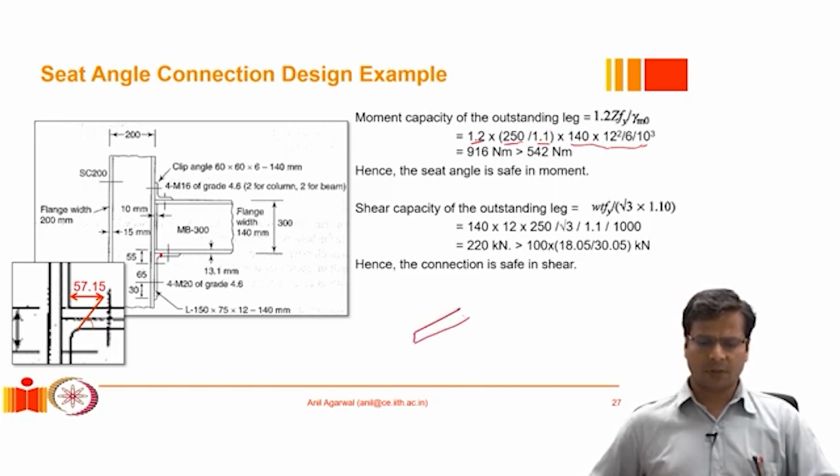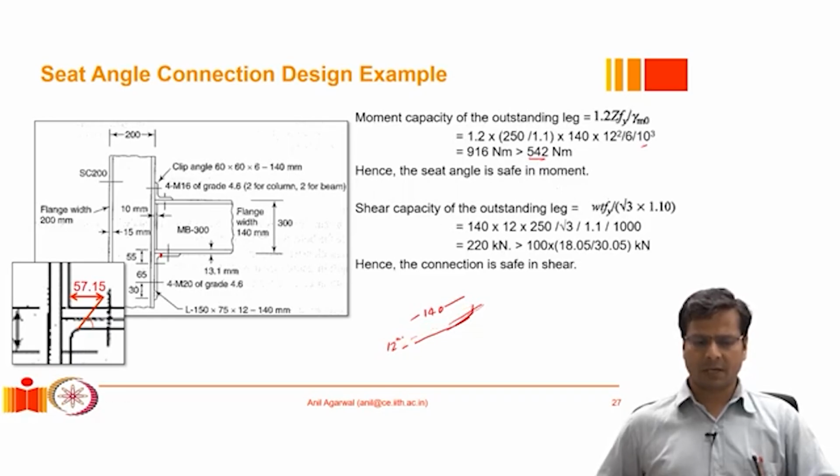The Z value has been calculated for this cross section. That is the Z value for this angle. So the leg of this angle, the width of this thing is 140 millimeters, and the depth is 12 millimeters. So based on that, the Z of this angle about the neutral axis, which is at the mid height, can be calculated, which is calculated here, and then the moment capacity is calculated to be 916 Newton meter, which is significantly greater than the demand, which was 542. Therefore, this angle can resist the moment demand.